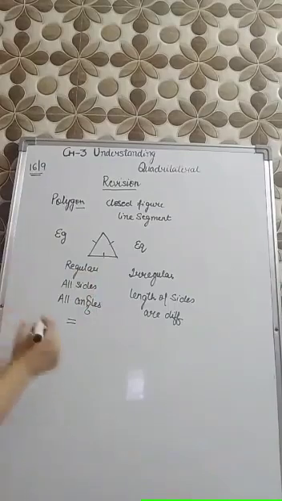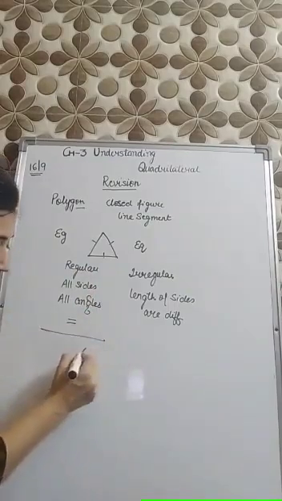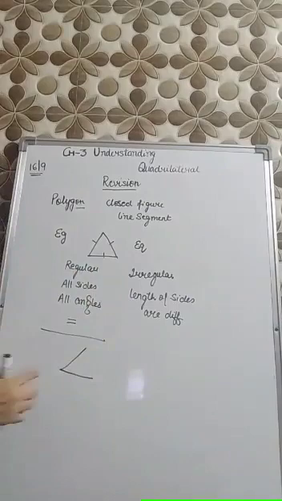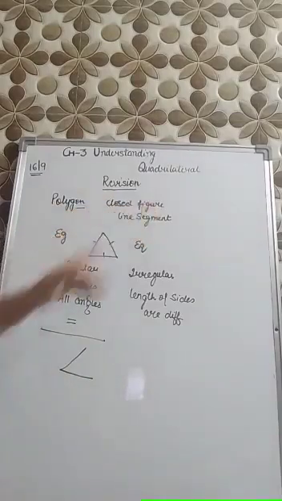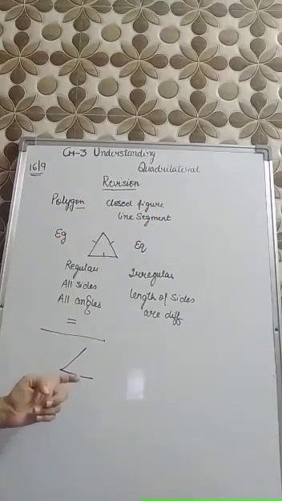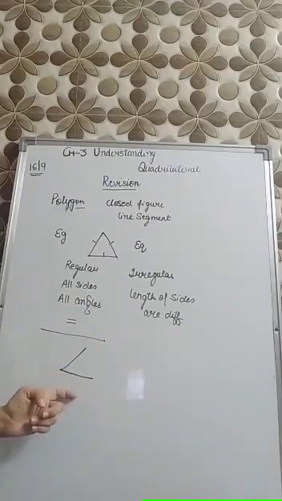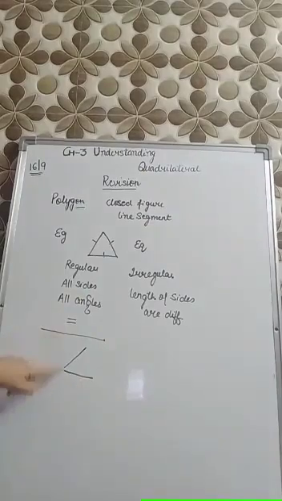Suppose you are told to draw a polygon of 2 sides. This is not a closed figure, so we can say that it is not a regular polygon, or we can say that it is not even a polygon, because a polygon is a closed figure and this figure is not closed, so we can say that this is not a closed polygon.